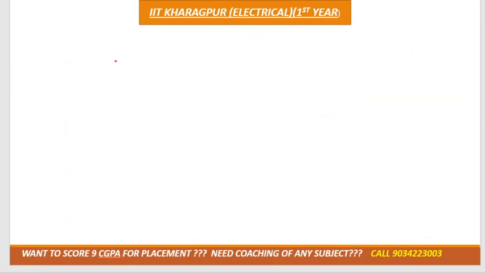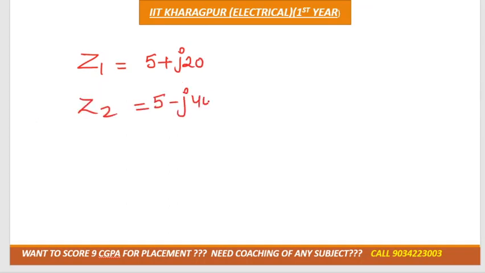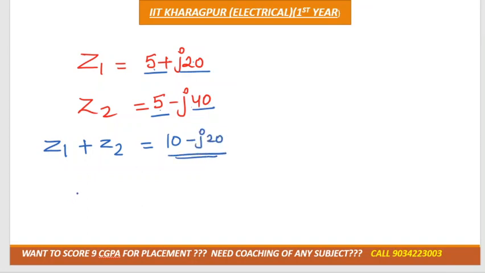Now the next thing is why there is a need. Suppose I have given z1 is equal to 5 plus j20 and z2 is equal to 5 minus j40, right? If we want to add it, z1 plus z2, that would be how much? The real term is added with the real term, that is 5 plus 5 is 10. The imaginary term is added with the imaginary term, that is j20 minus j40. That would be minus j20. Correct?